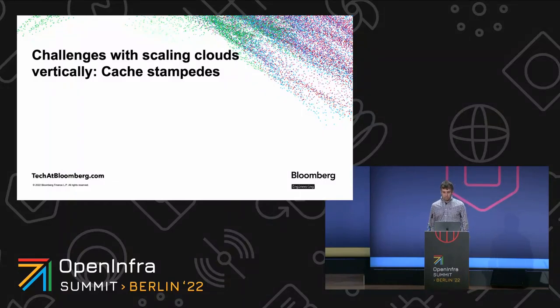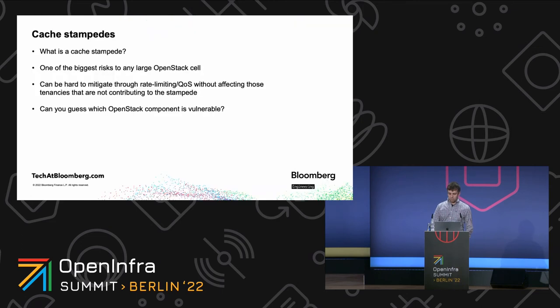So for the next bit, we'll talk about a scaling issue that was unique to large Nova cells that we ran into. And we basically saw cache stampedes. If you're not familiar with what this is, think of a web server farm that's fetching pages out of memcache when they're normally, they're already pre-rendered.